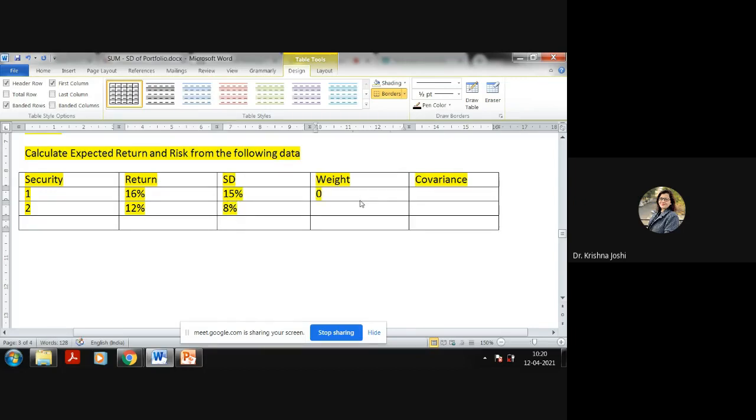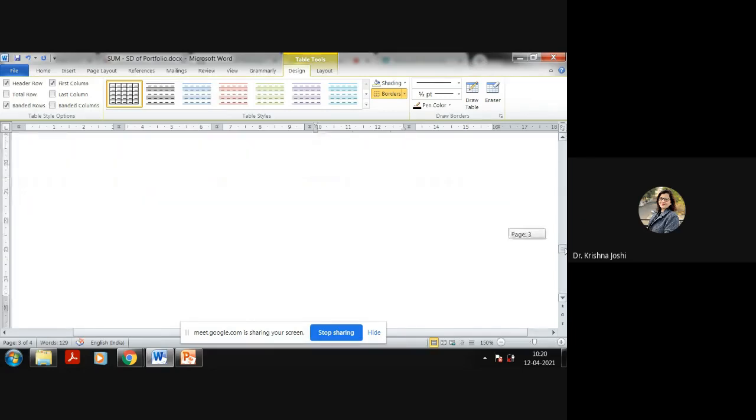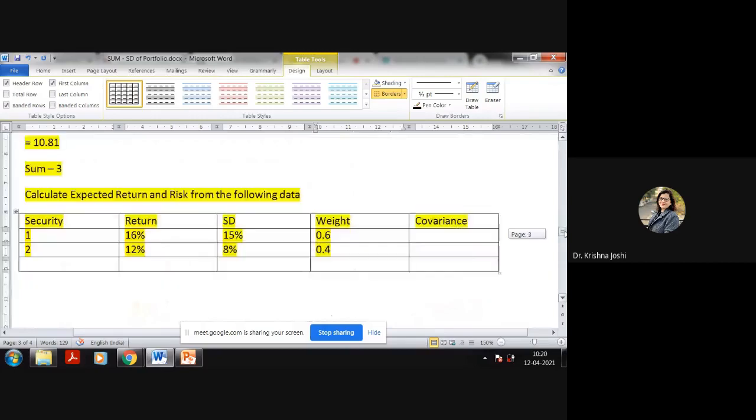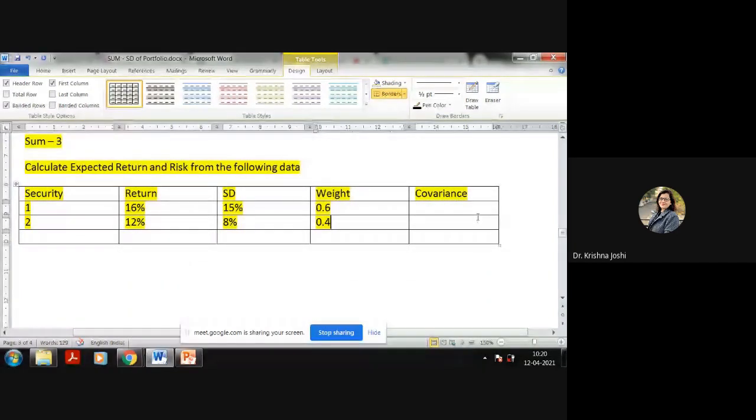Weight is 0.6, 0.4. And the covariance is 72 and 0.60.